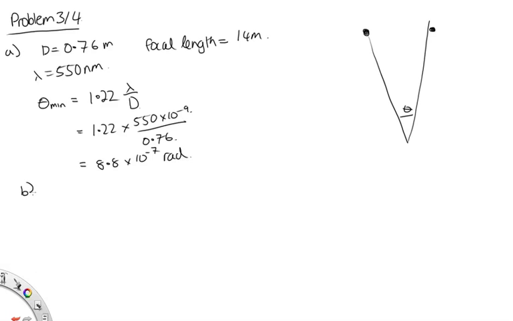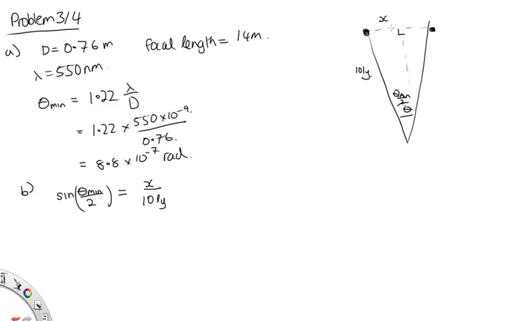Now part B says find the distance between these barely resolved stars if each of them is 10 light years distance from the Earth. Okay, so let's call this distance between them x. This distance here is 10 light years. And we've got a right angle triangle here with theta min on 2. So we have sine of theta min on 2 is equal to opposite, which is x, over the hypotenuse, the 10 light years.